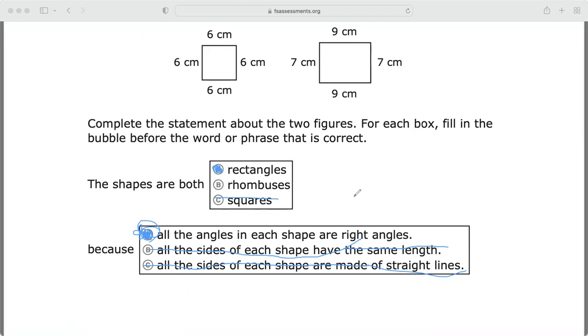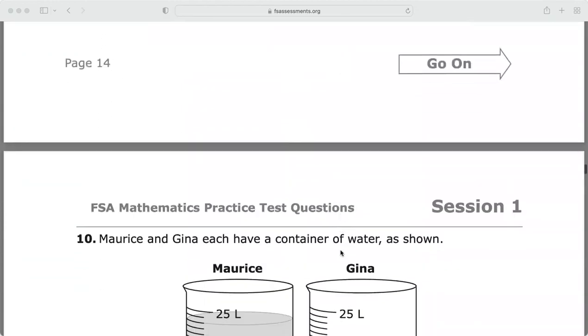So if you want to know what a rhombus looks like, it could look something like this, where the sides are all the same length. And this angle and that angle are the same. So opposite angles are the same. Okay. So a square is a rectangle, but a rectangle is not a square.